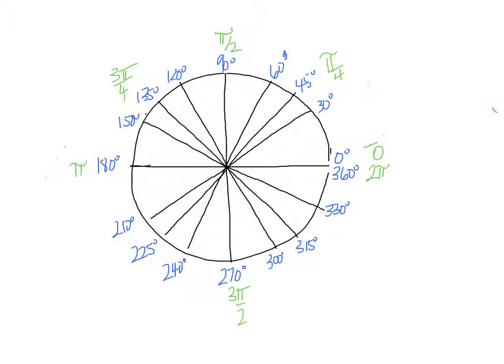What's 225 degrees? 5 pi over 4. What's 270 degrees? 6 pi over 4. Now 6 over 4 reduces to 3/2. What's 315 degrees? 7 pi over 4. And what would my 0 degrees or my 360 degrees be? 8 pi over 4, which is just 2 pi.